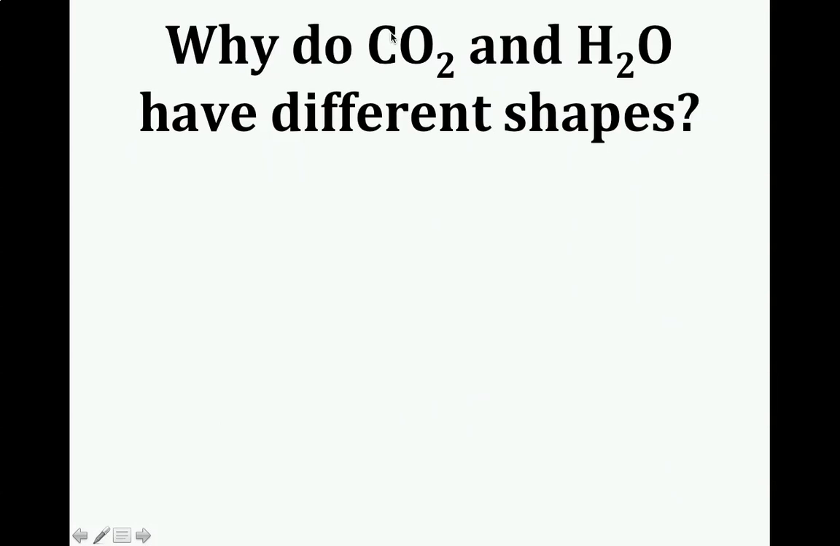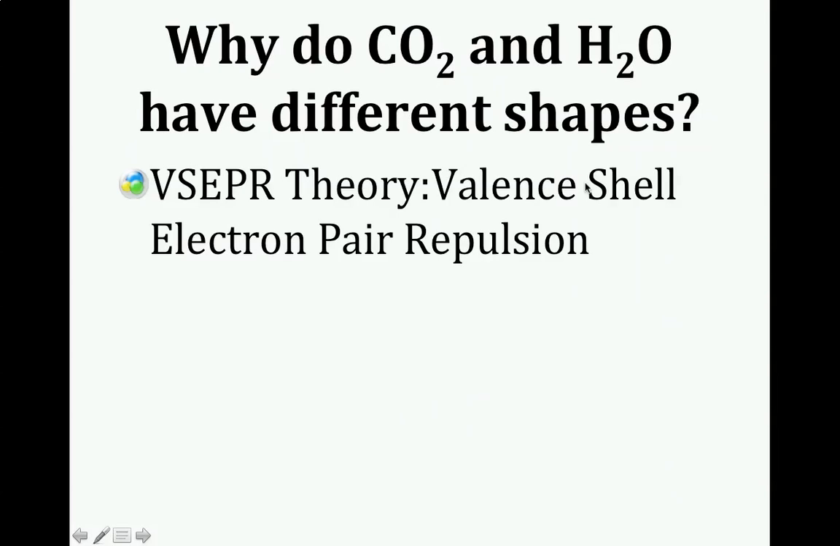They both have one central atom with two atoms around them, but they're very different. One of them is going to be linear, CO2 will be linear, and dihydrogen monoxide, or water, is going to be a bent shape. And the reason for this is because of the VSEPR theory, which stands for valence shell electron pair repulsion.